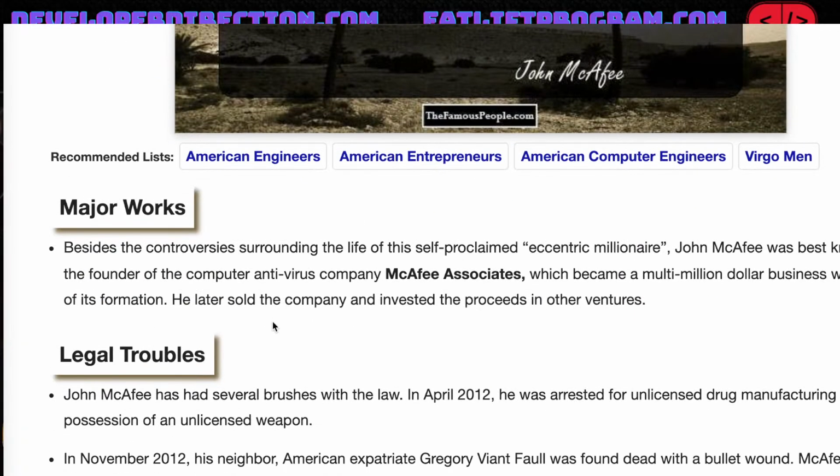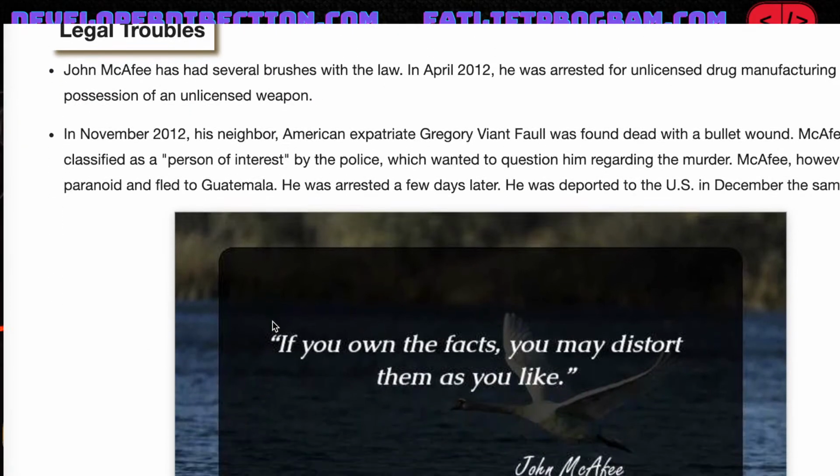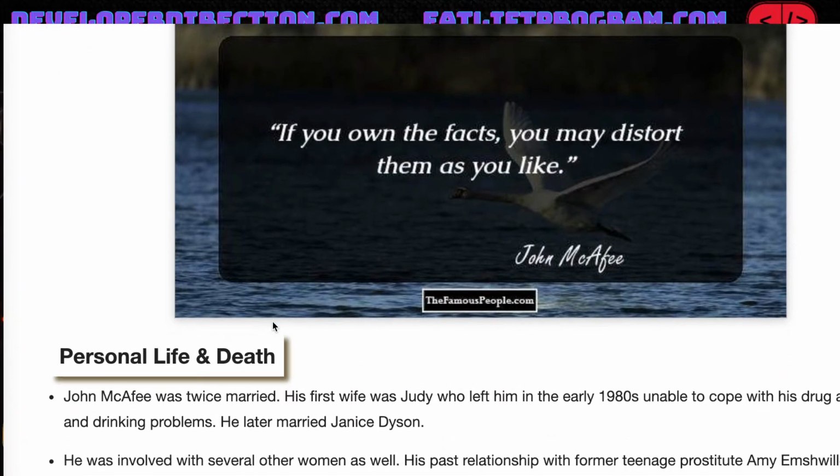Wow. Major works, legal troubles. We know about this. "If you own the facts, you may distort them as you like." Yeah, and that was one thing McAfee had always said. Whoever wins wars is able to write the history books, right? And that was one thing McAfee would always constantly say, end quote. Kind of his way of alluding that potentially not everything that we learned in Good Boy School might actually be 100% historically accurate. But who knows? Guess we'll never know, guys.